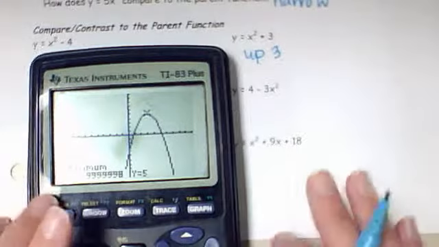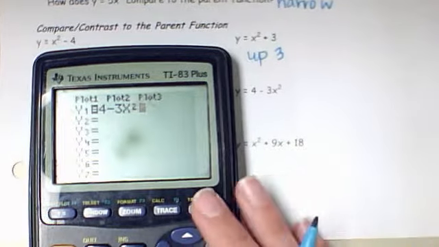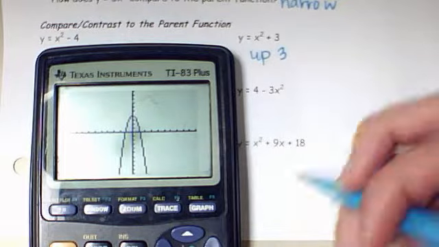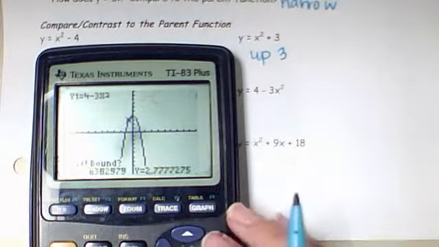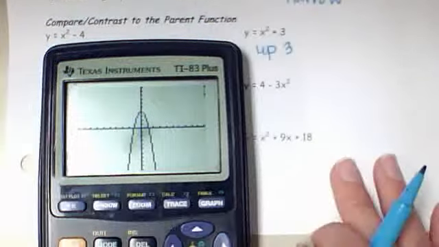On the second one here, let's go ahead and put that into our y equals, clear out what's already there, 4 minus 3x squared. We're going to graph it. It also opens down. And you should be able to kind of eyeball this one, but let's go ahead and find the maximum again. Let's find this on the left of that maximum, and on the right of that maximum, and hit enter one more time.